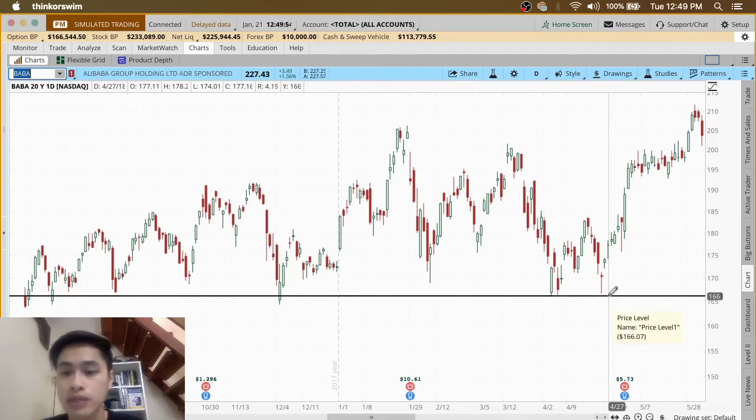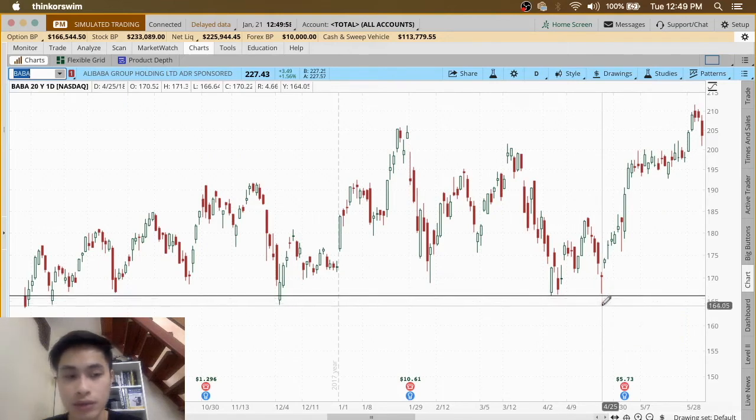So where do we want to set our stop loss? So we want to set our stop loss just below 166. So let's say we want to set our stop loss at around this point. So we want to set our stop loss at 163.81. So that is how we want to set our price pattern stop loss.